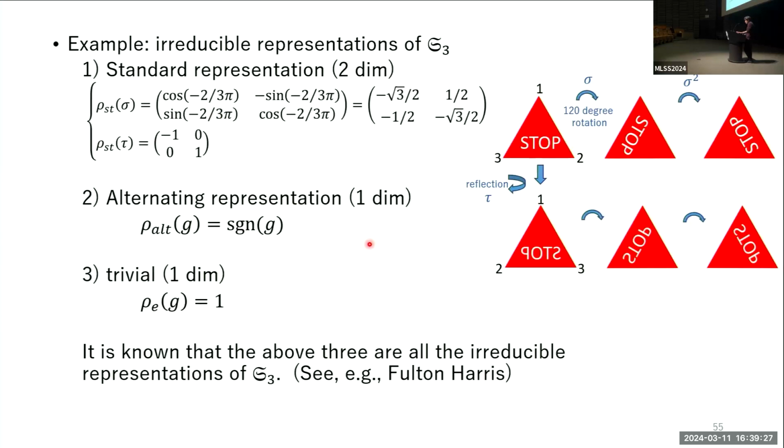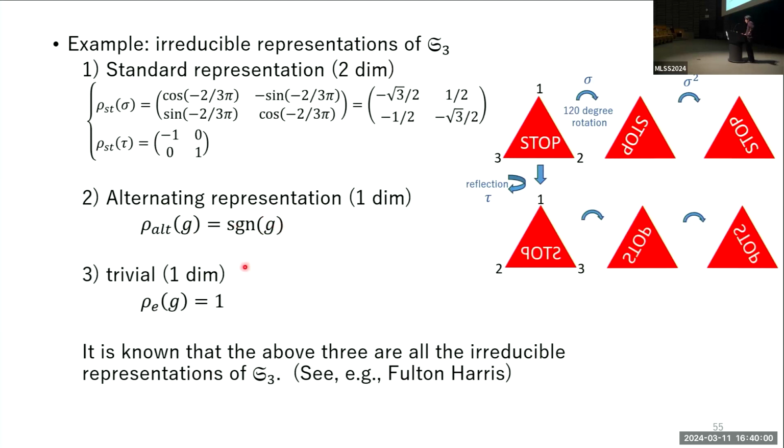And another simple representation is given by this one-dimensional representation. This is a one-dimensional representation, meaning that this is just a scalar value. A one-dimensional space like R is considered as a vector space. And anyway, this is just a scalar. And the group multiplication should be sent to the multiplication of this scalar.